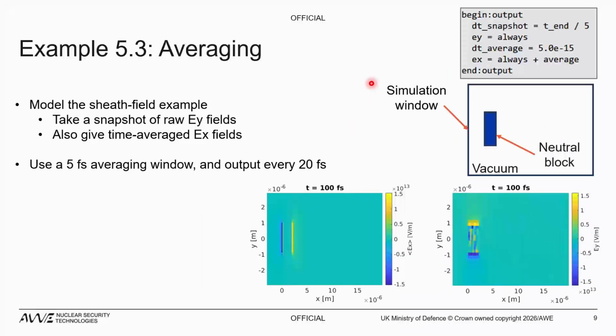This is basically the same example again, but one which you can run yourself. Example 5.3 provides this averaging. EY has no averaging, but EX has the average. So when we look at EY, we can see the two EY sheath fields and some noise, but when we look at EX, we just see the sheath fields with no noise in the middle. And it's a simulation that looks a bit like that.